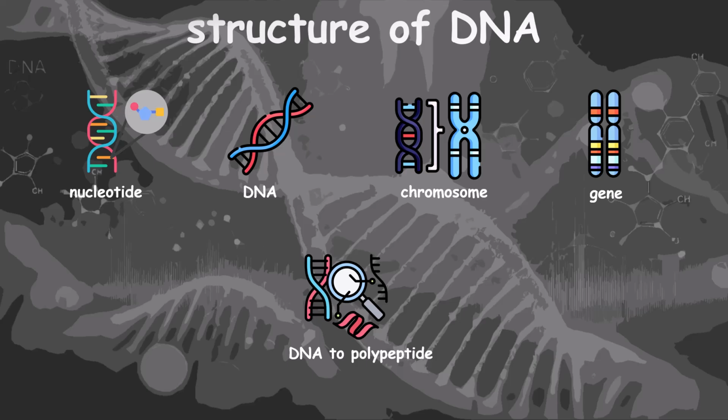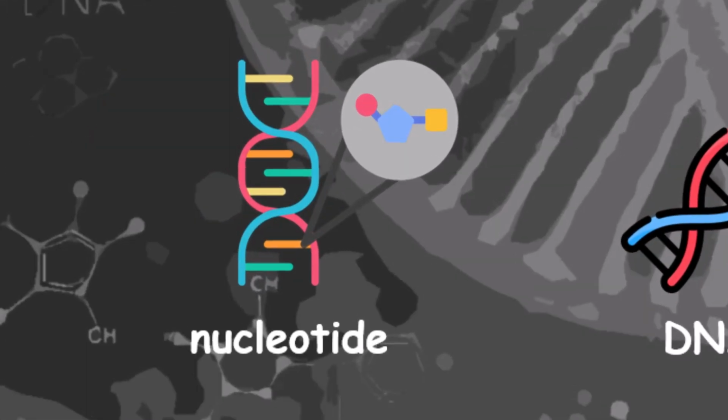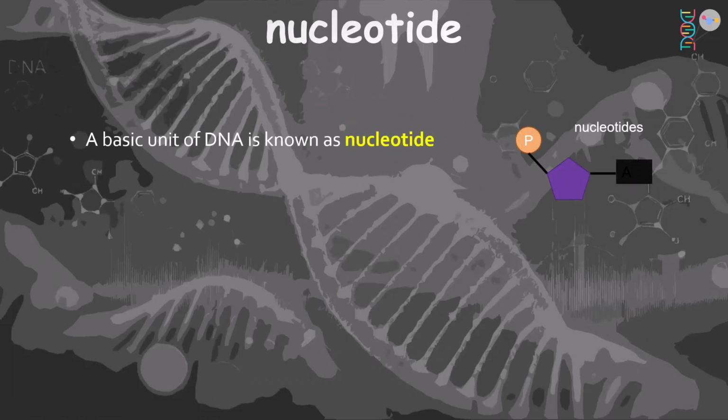DNA is a biological molecule. Similar to other biological molecules, it has its own basic unit, which is the nucleotide. Nucleotides are the basic units of DNA. Each nucleotide consists of a phosphate group, a sugar with 5 carbon atoms, and a base.